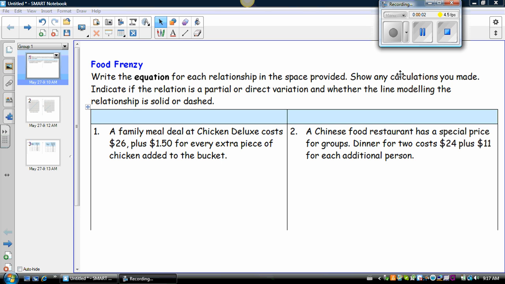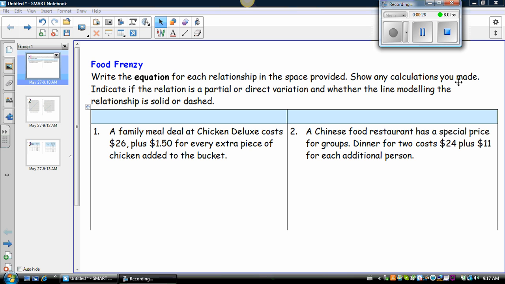Good afternoon, everyone. Today we're going to learn how to write the equation of a linear relationship. So you all have this sheet in front of you right now, or you should. It's called Food Frenzy, and the title of the worksheet is Modeling Linear Relations with Equations. The question asks, write the equation for each relationship in the space provided.